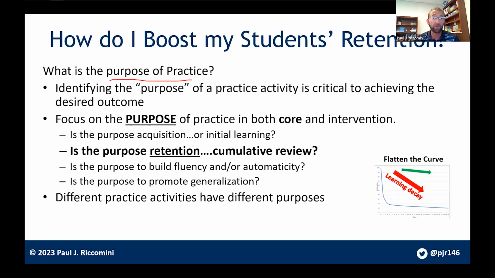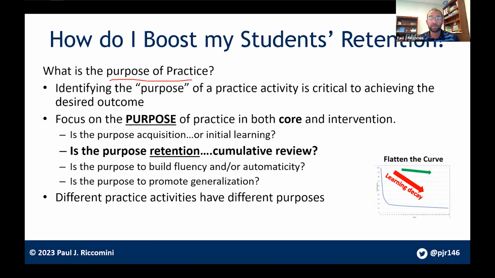Then there are two other purposes which are not relevant for today's session, which is fluency and automaticity and generalization. So I want to make this clear. This practice technique today is really not going to help with automaticity. That's not our goal with this. There's other things for automaticity. What I'm focusing on here is the general learning of math content.